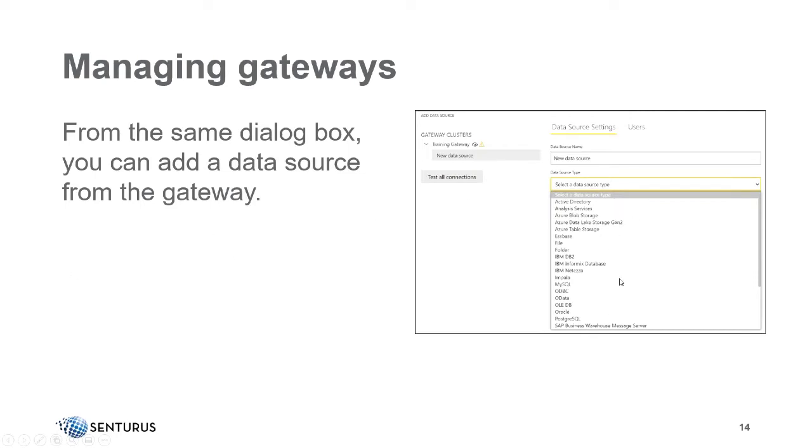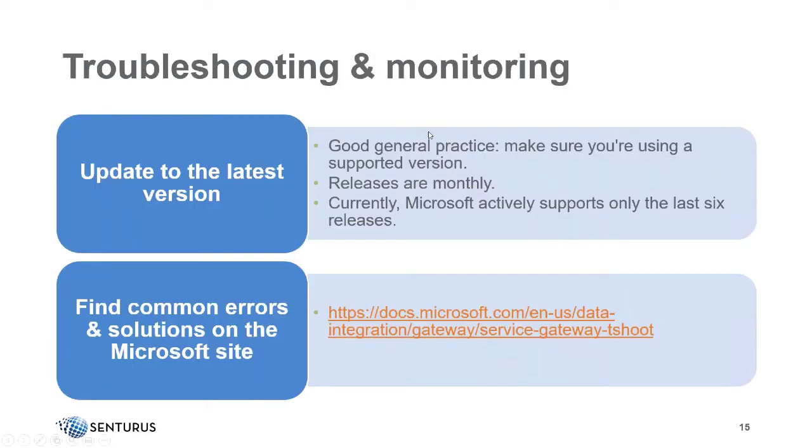So we can add a data source from the gateway. There are some ways to troubleshoot and to monitor this. One of the things that Microsoft stresses is make sure you're updated to the latest version. You can have gateway clusters, and when you start moving into gateway clusters, you want to make sure that all members in the cluster are in sync.